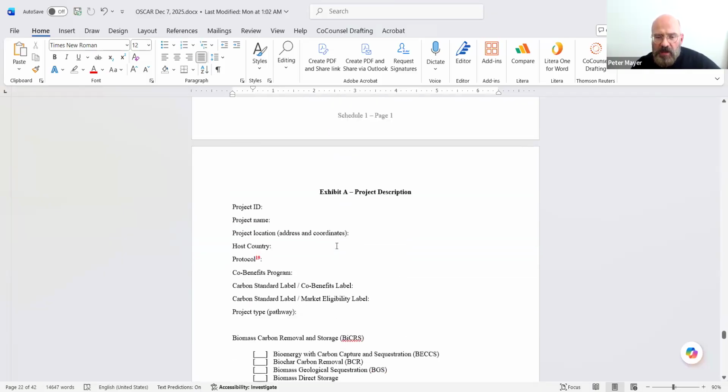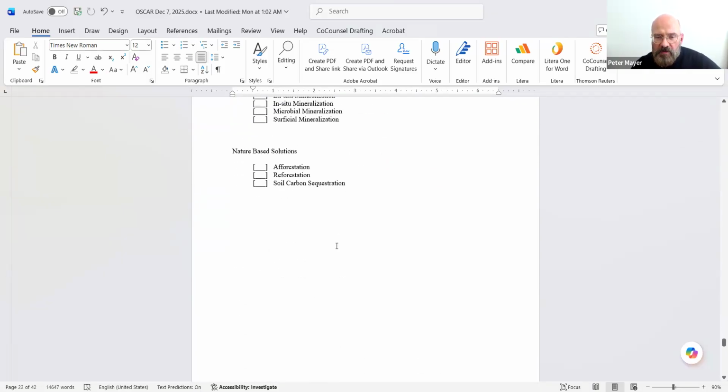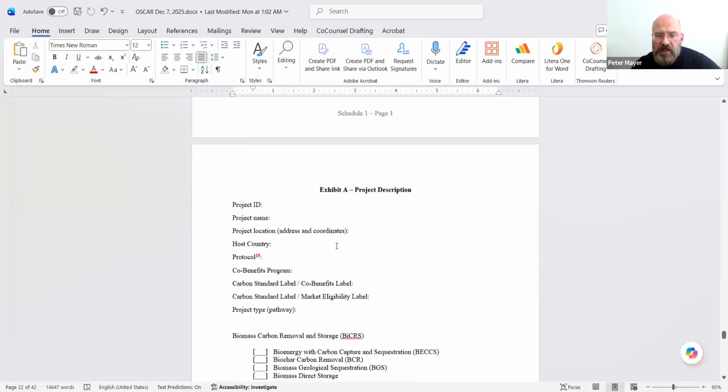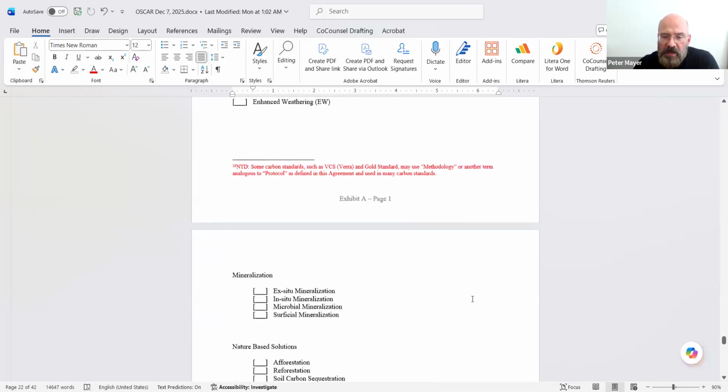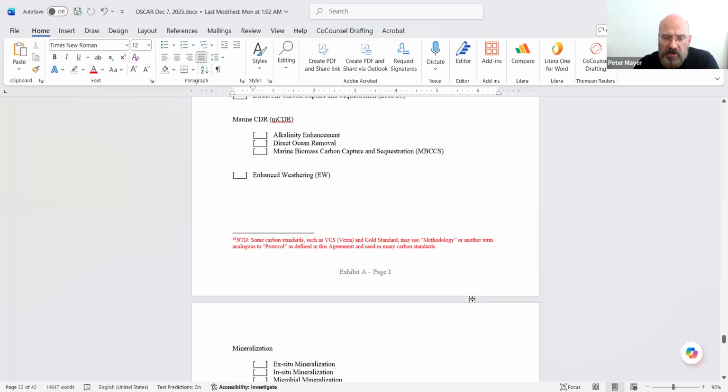And at the end of the agreement, you typically, right here, this follows the pathways, follow the CDR.FYI standard.